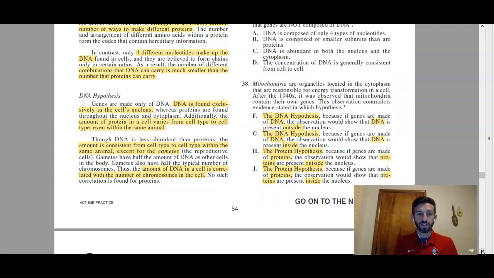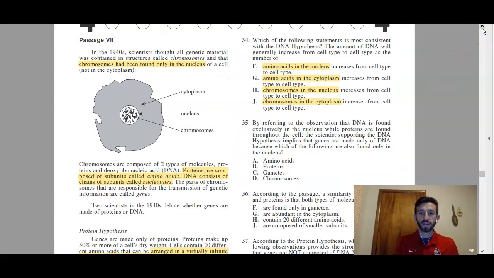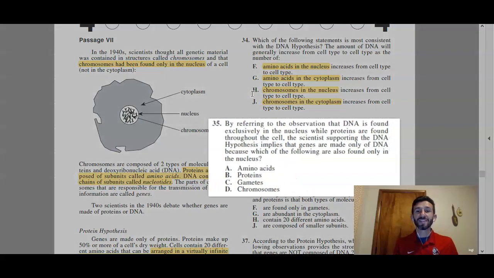So as we look at the DNA hypothesis, it says that the amount of DNA in a cell is correlated with the number of chromosomes in the cell. So if I go back over here, it's going to be chromosomes. And where are the chromosomes? Right here in the picture, it tells me that they are in the nucleus. So the answer is H. All right. I'm going to give you a minute now to read question 35.